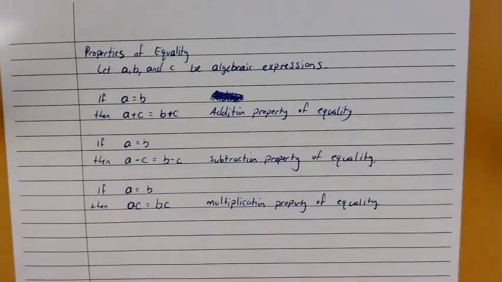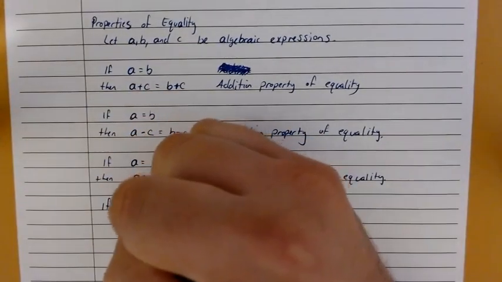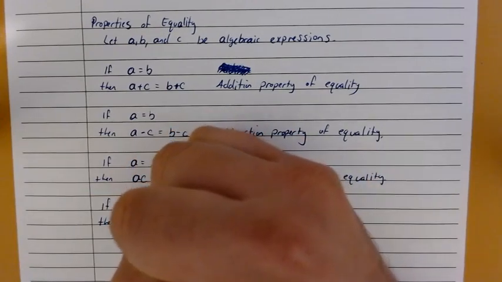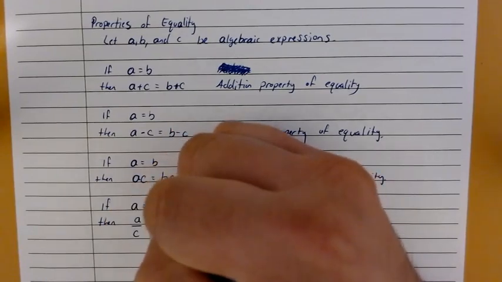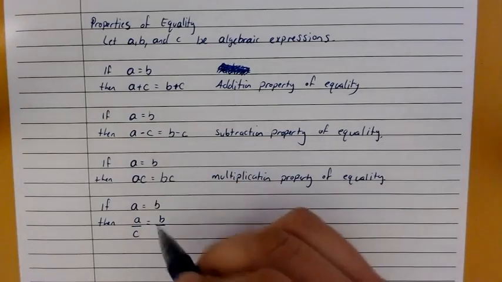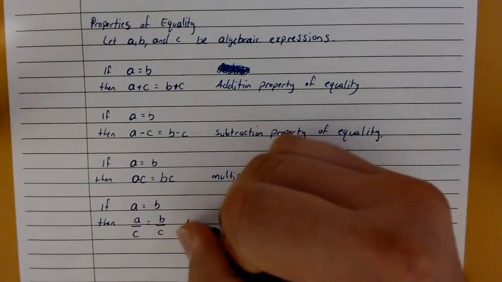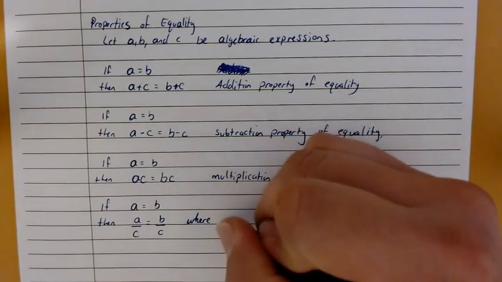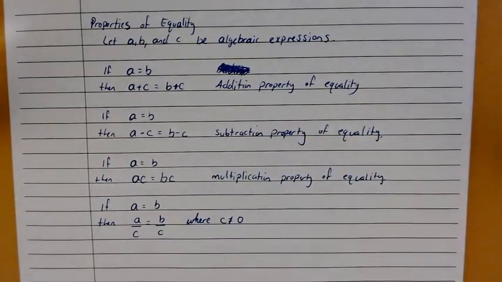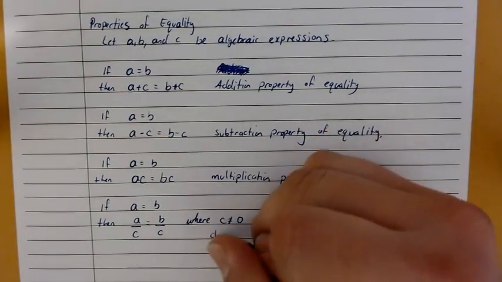And it takes no imagination to see what the last one has to be. It's got to be division. If A is equal to B, then A divided by C is equal to B divided by C. Here there is one extra thing we have to state. Here you can't let C equal 0 for this one, because again, division by 0 is undefined. So this is the only one where you need an extra stipulation, where C is not equal to 0. You can divide by any other number. It's fine, just not 0. And this one's called the division property of equality.